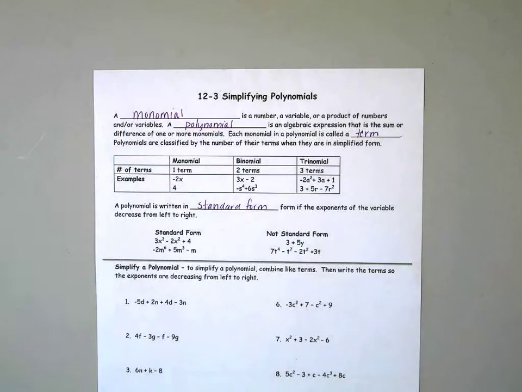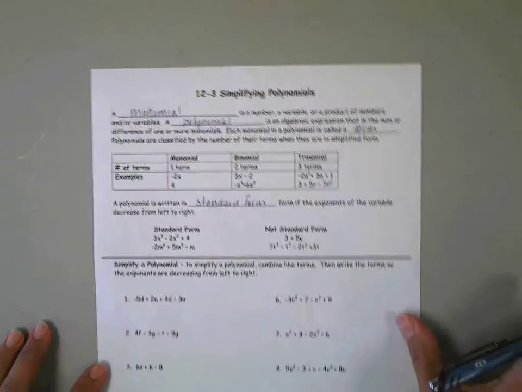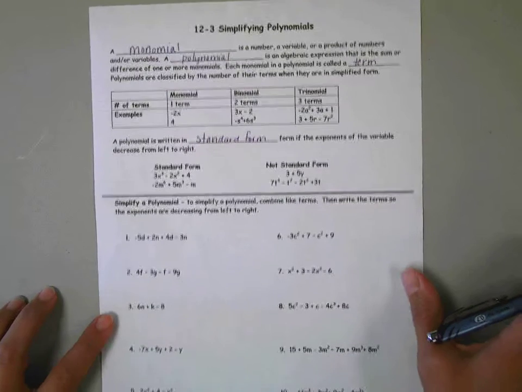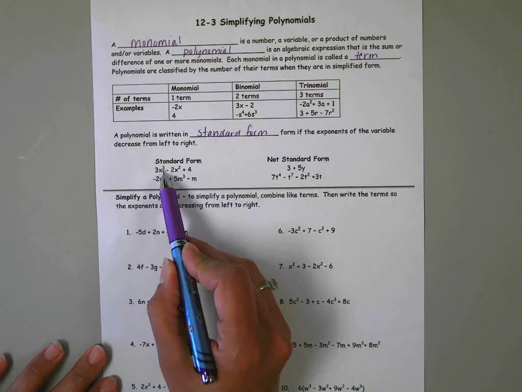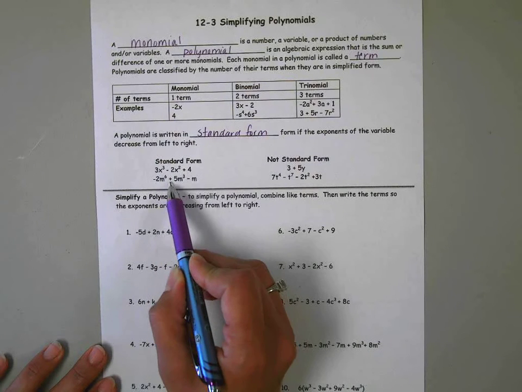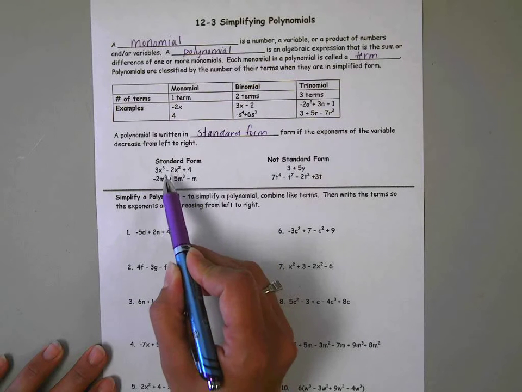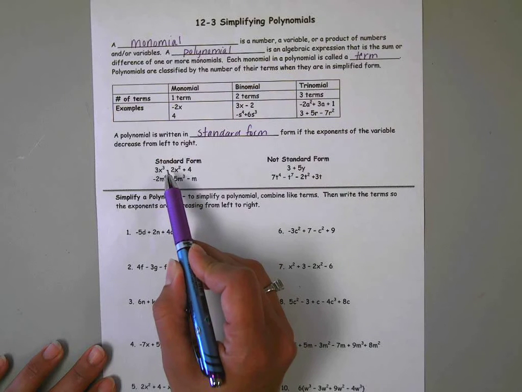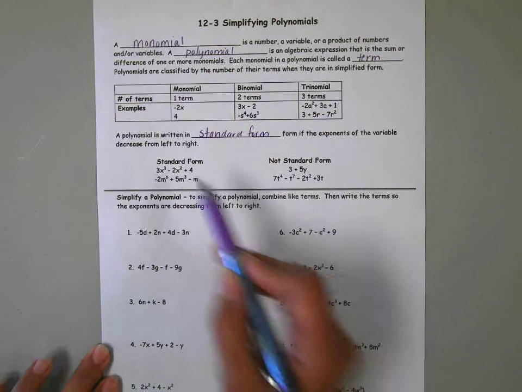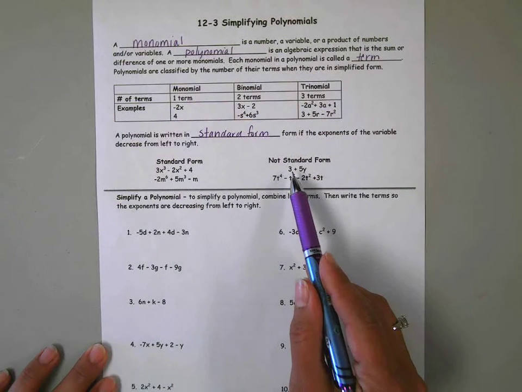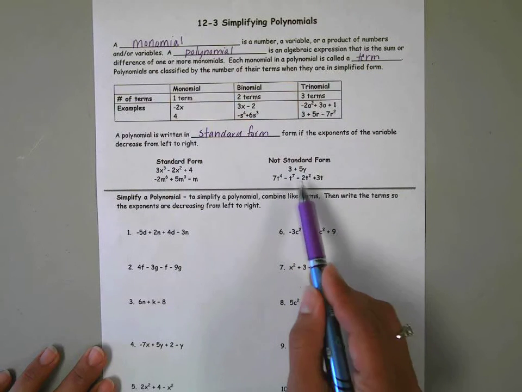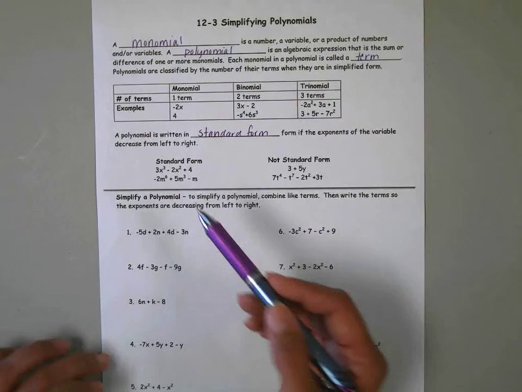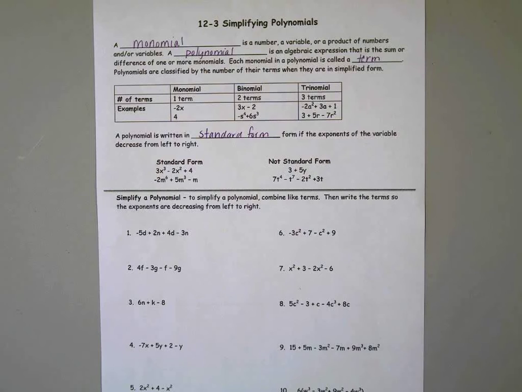A polynomial is written in standard form if the exponents of the variable decrease from left to right. So here are a couple examples of standard form and non-standard form. If you look at the standard form here, we have a power of 3, 2, and then nothing, and then 6, 3, and 1. So the exponents decrease from left to right. Here is not standard form. We have 3 plus 5y, and then here we have 4, 7, 2, and 1. So this is not in standard form. We like to keep it in standard form so that when we check our work, it's easier to grade or to look at and make sure that we have it correct.